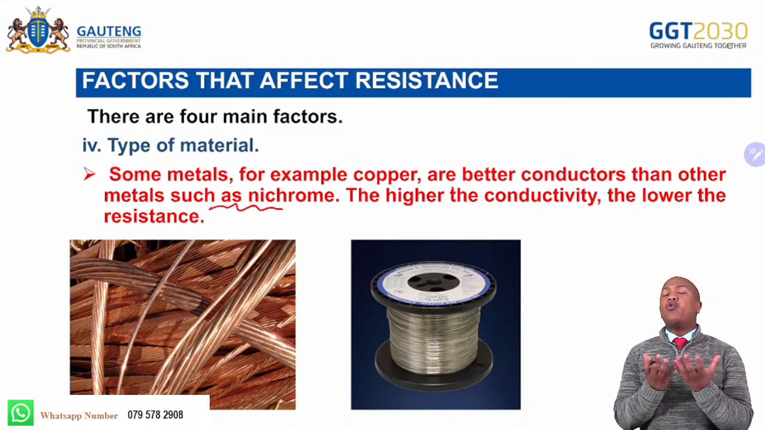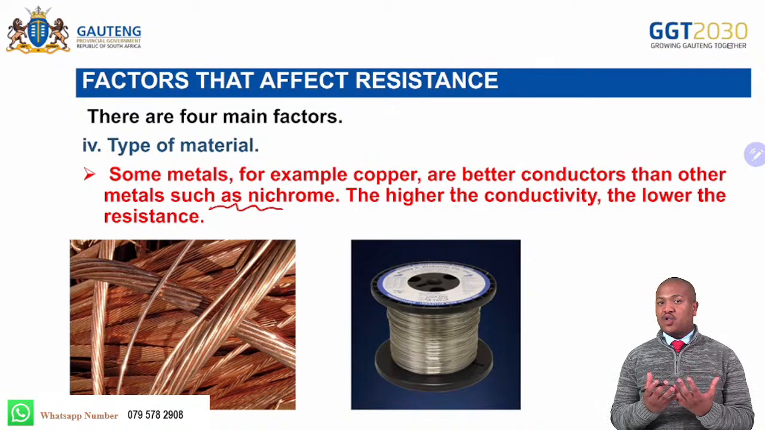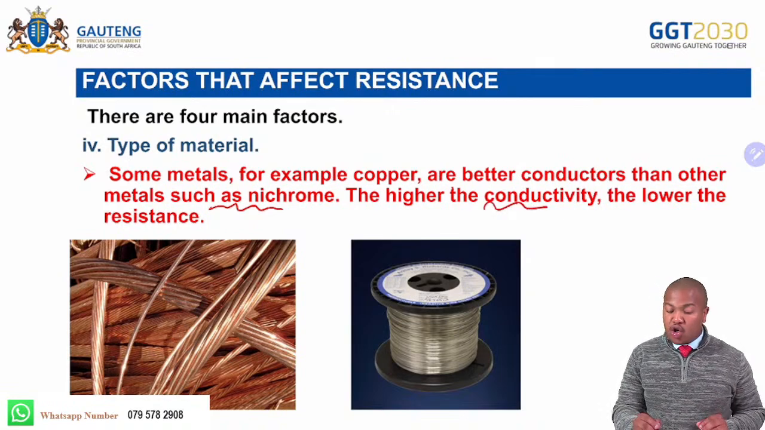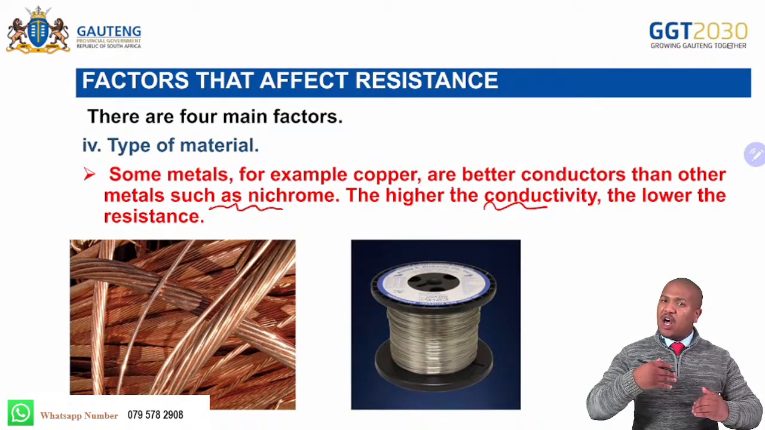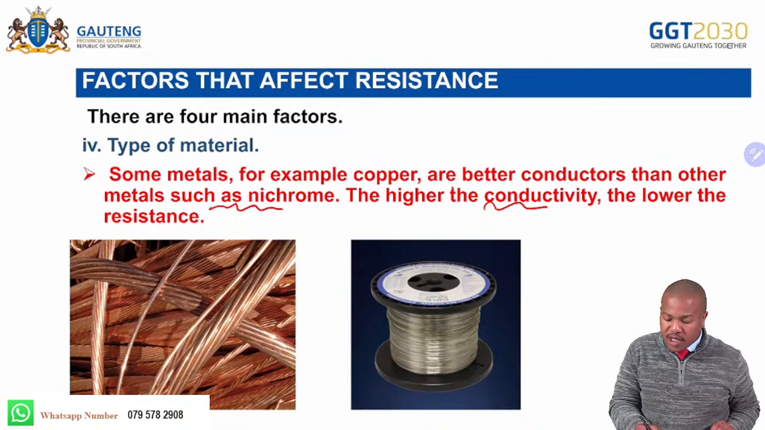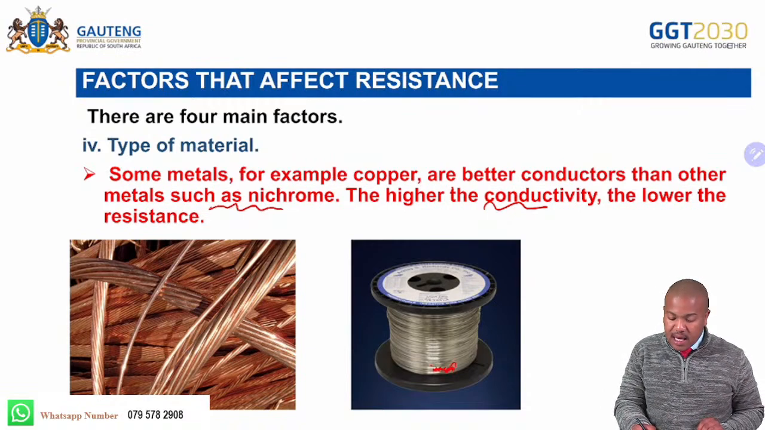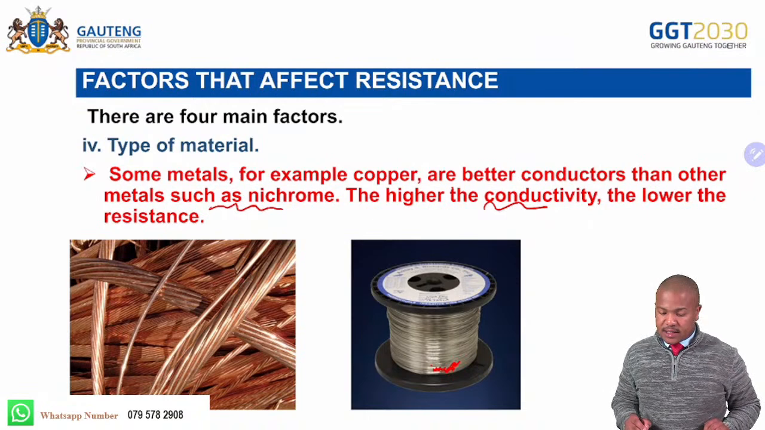Copper is a good conductor of electricity. It has high conductivity. So the higher the conductivity, the lower the resistance, because it allows more electricity to flow through freely as compared to nichrome. Nichrome has a higher resistance.